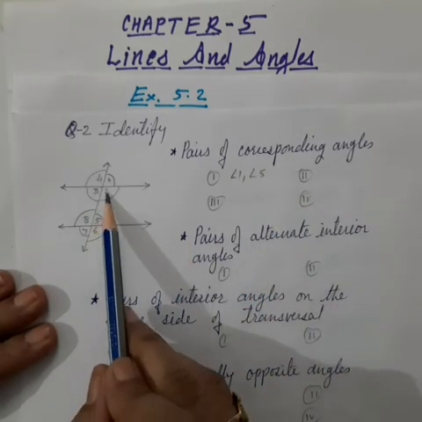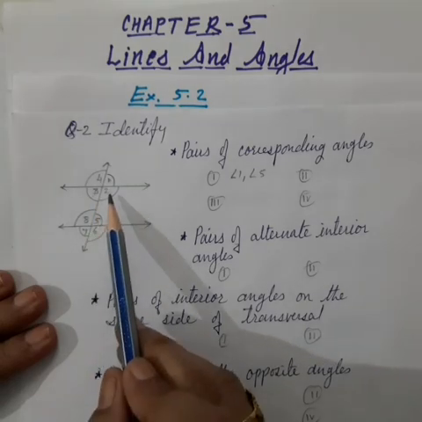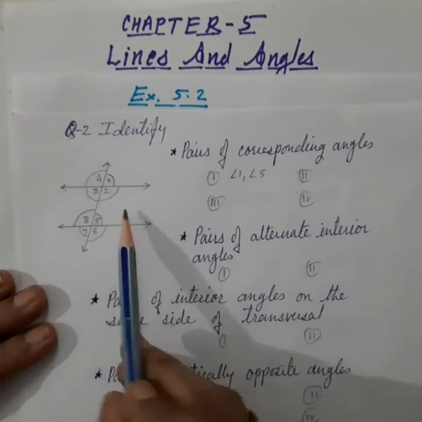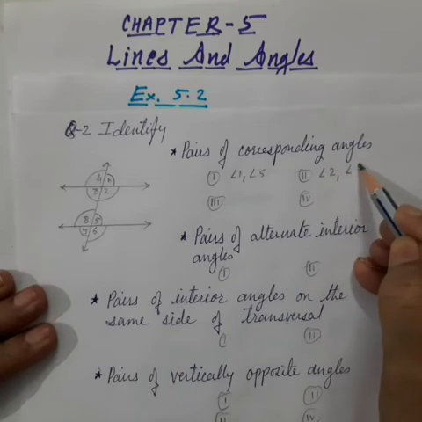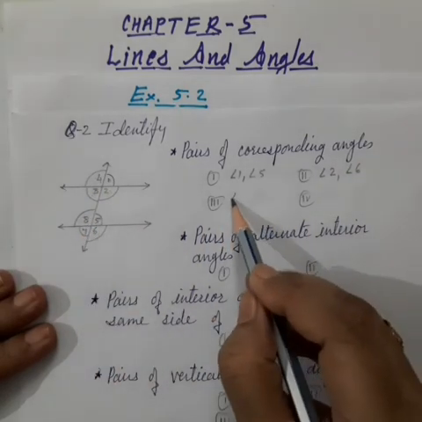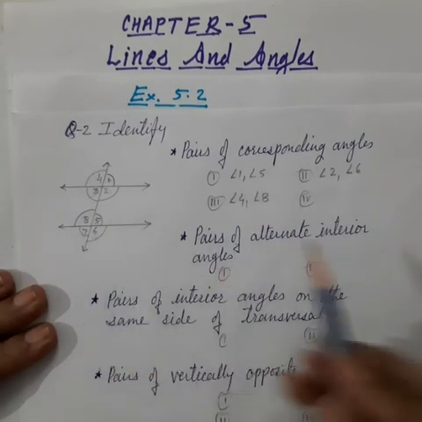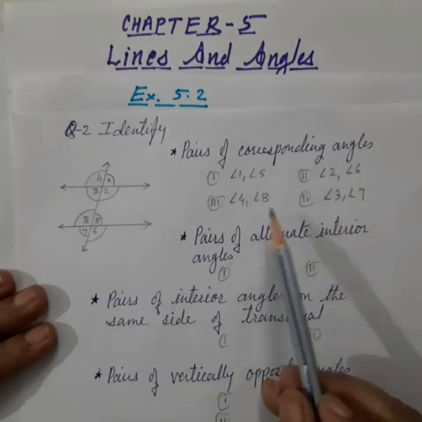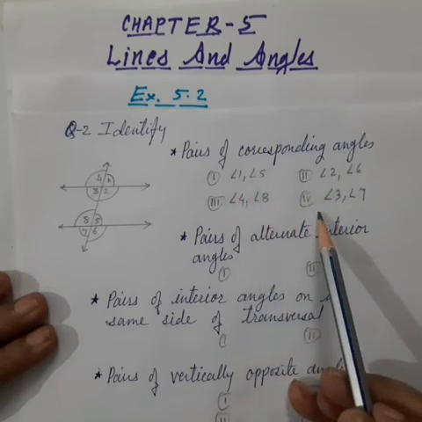Second pair is angle 2 and angle 6. Vertices are different. Both are below these two lines and both are on the same side of the transversal. Third is angle 4 and angle 8, and angle 3 and angle 7. These are pairs of corresponding angles. We get here 4 pairs of corresponding angles.